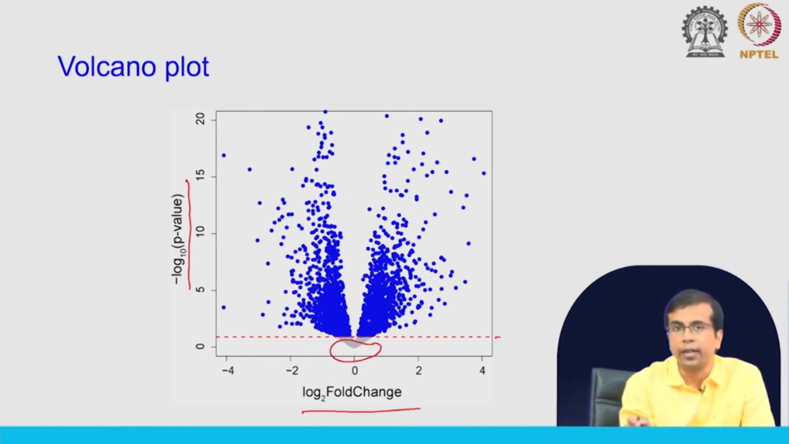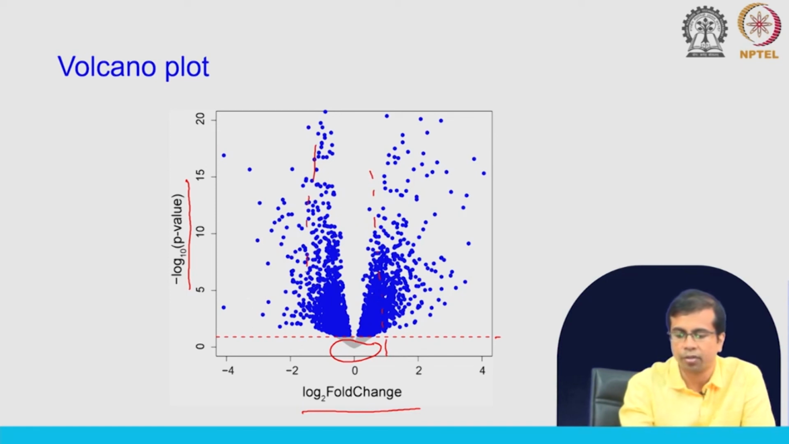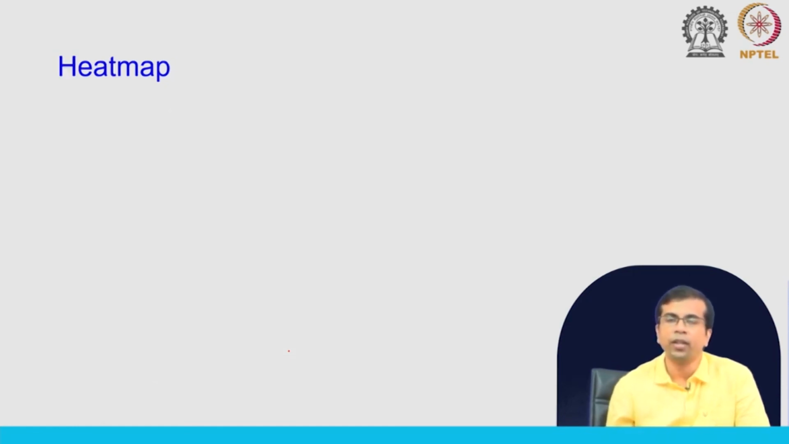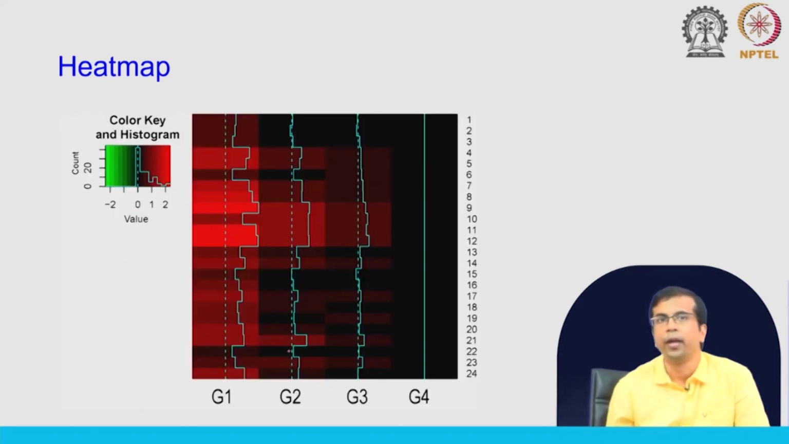You can also see what fraction of genes are showing log fold change higher than 1, or genes that are showing log 2 fold change lower than minus 2 or minus 1. All those things you can visualize using this volcano plot. And finally, the heat map. We use heat map for comparison of expression levels of a set of genes across many samples and not just 2 samples, and here is a heat map for the same thing.